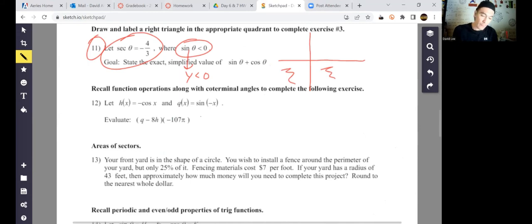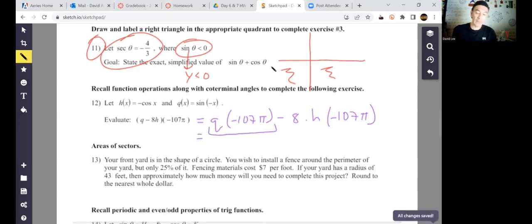So for 12, we can rewrite this as q of negative 107 pi, and then we have minus 8 multiplied by h of negative 107 pi. So let's focus on the first part here. This is telling us to plug in this value into q. Q is sine of negative x.